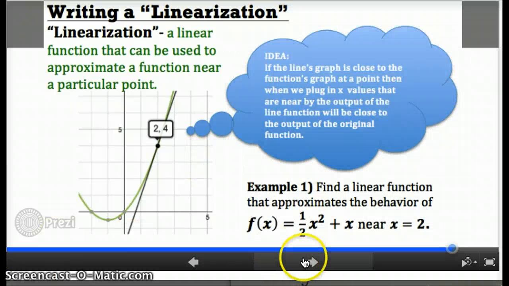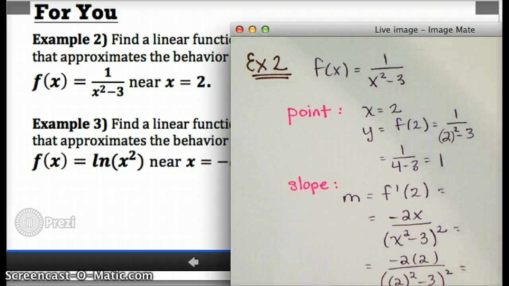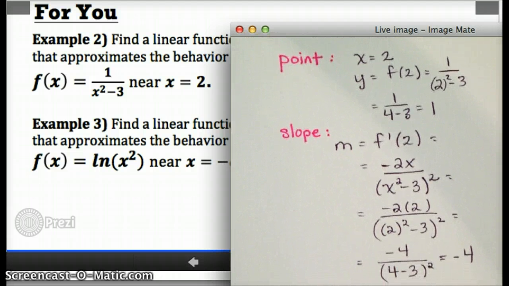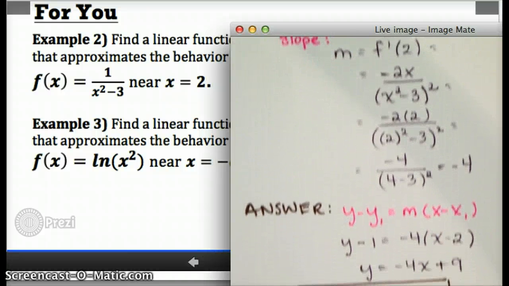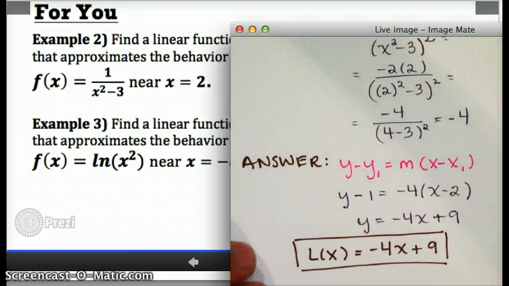Follow my lead and find these two. Great, so this is probably not easy yet, but it should just be a series of simple steps. I'll scroll through example 2. Please pause the video if you need to spend more time looking at the answers or the work. I expect you to be able to do this by tomorrow's homework quiz. How about example 3?